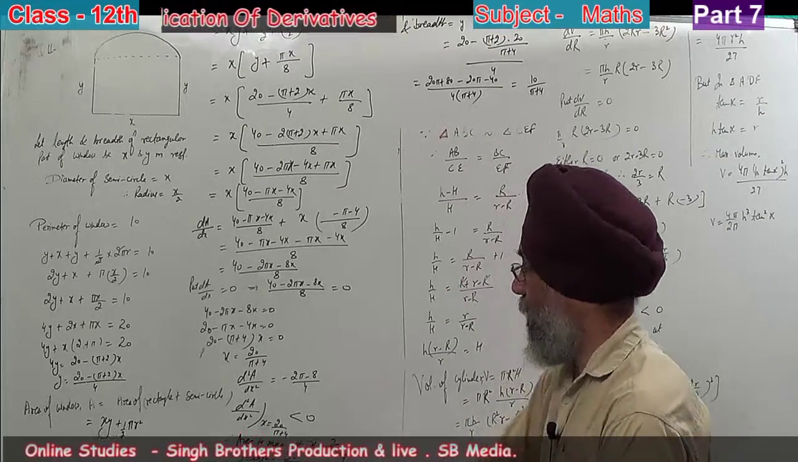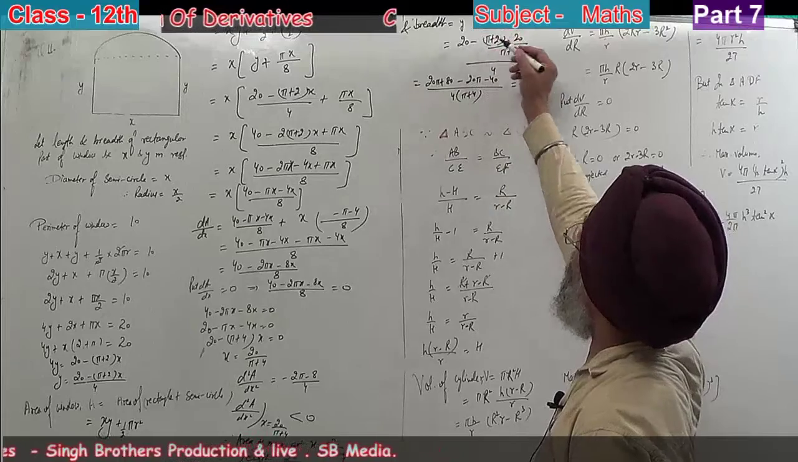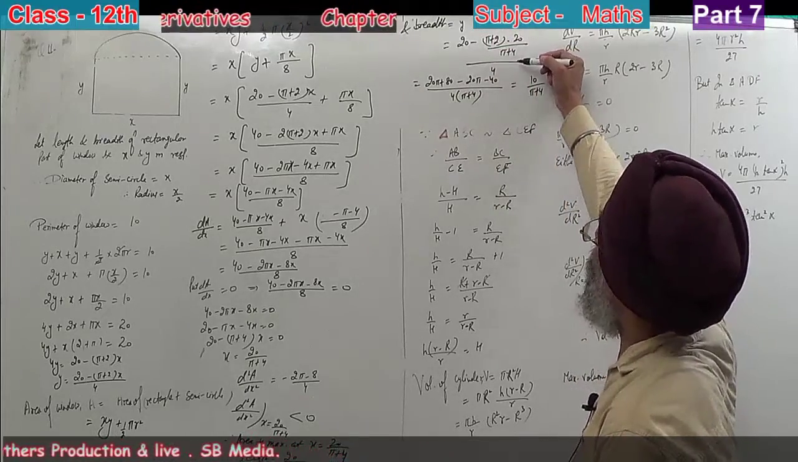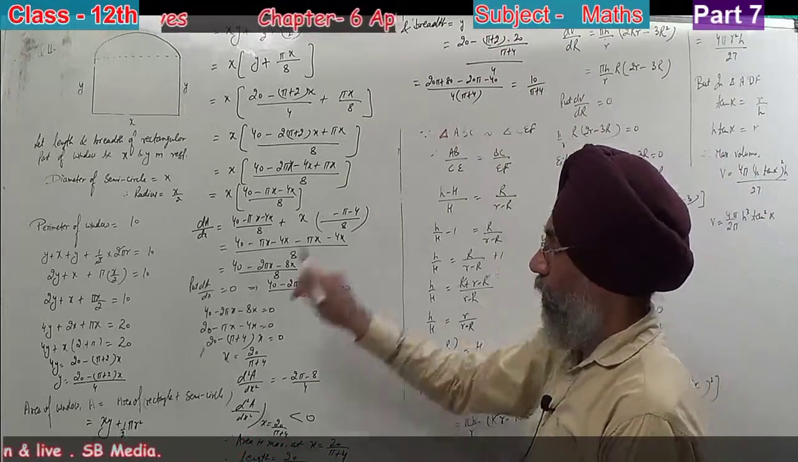Therefore the length is 20 upon pi plus 4 and breadth y is (20 minus (pi plus 2) into 20 upon pi plus 4) upon 4, that is 10 upon pi plus 4, placing the value here.